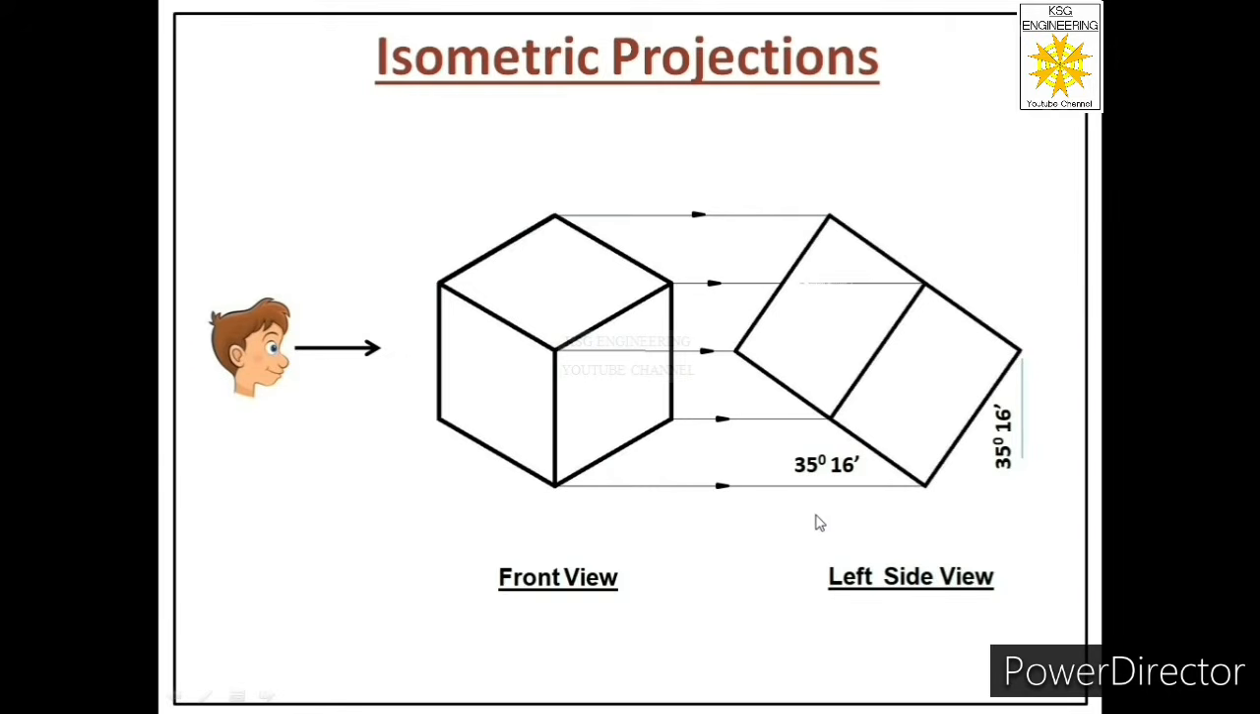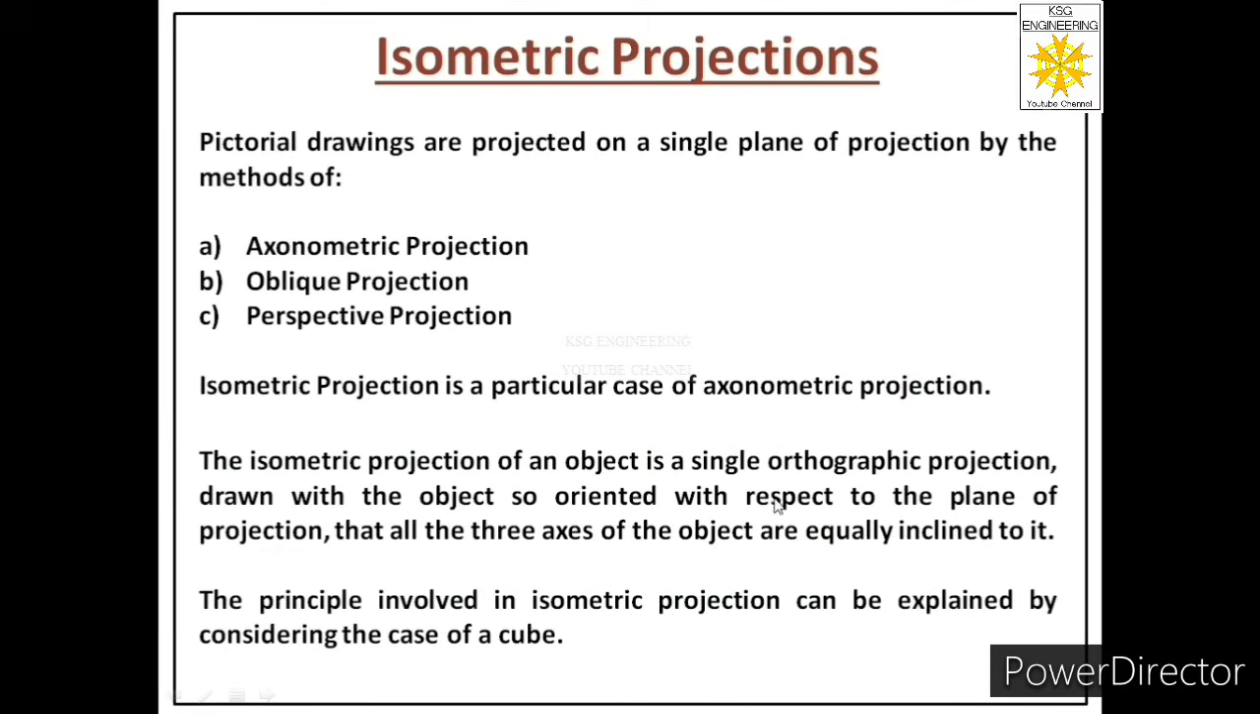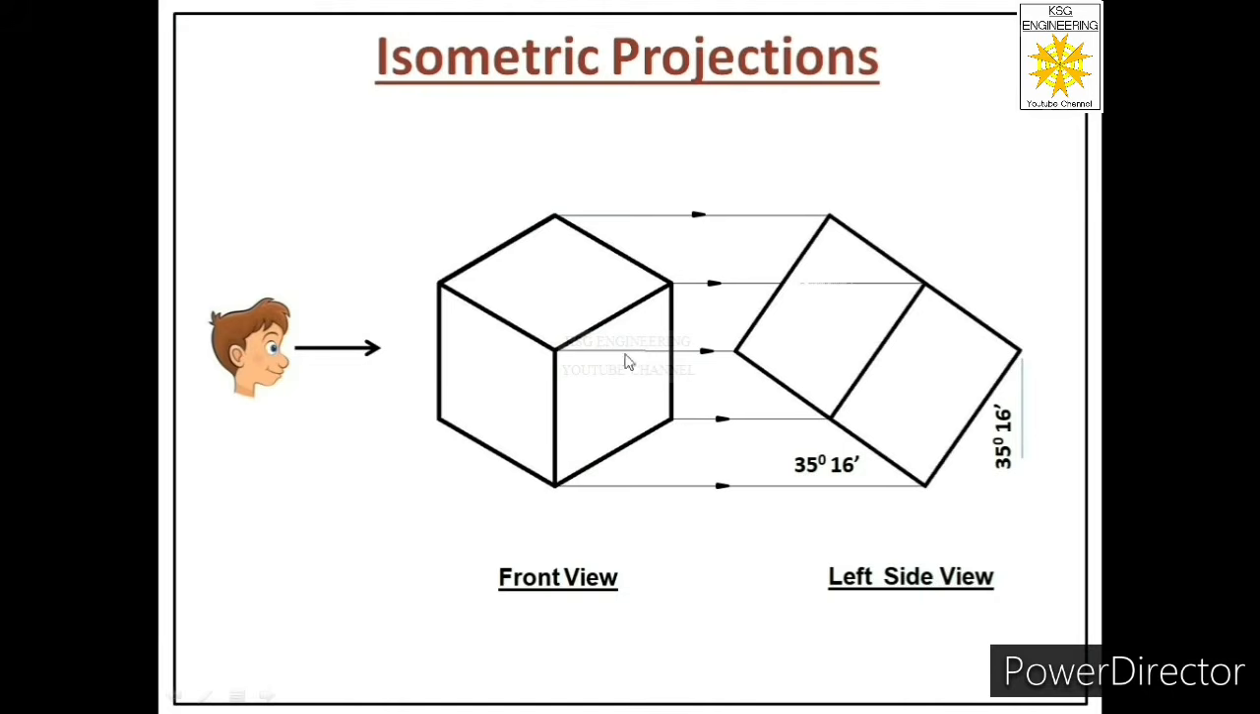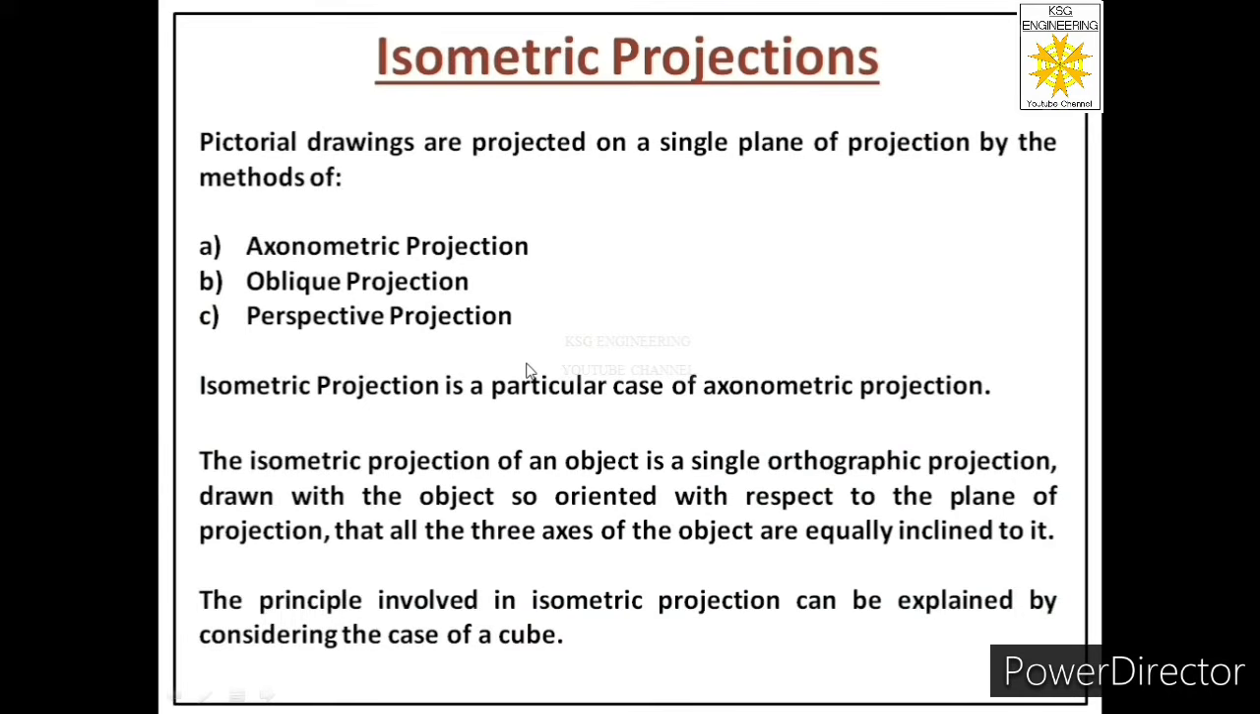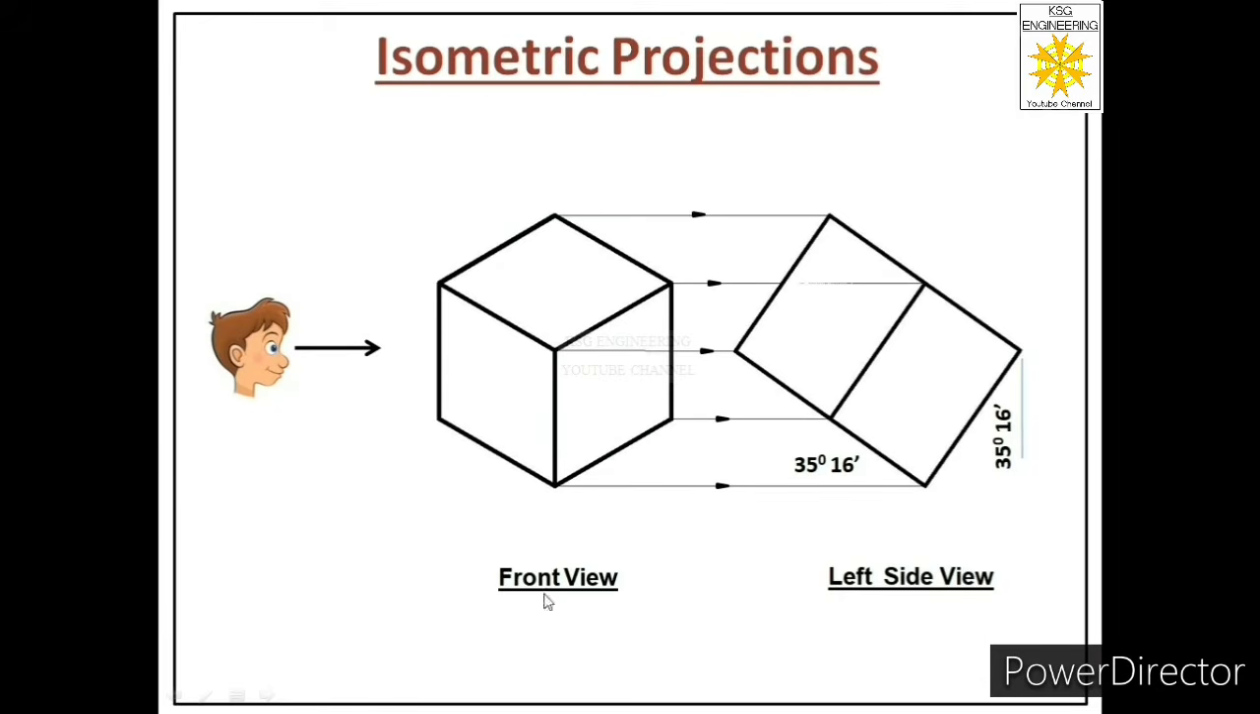So now let us go back to the definition part again. See what it is saying. The isometric projection of an object is a single orthographic projection. Yes, this is a single orthographic projection. What next? Drawn with the object so oriented. So how have we oriented the object? First of all, we have rotated the cube in such a manner that its side faces are inclined at 45 degrees to the plane of projection, that is the vertical plane. Then we lifted its base by 35 degrees 16 minutes.